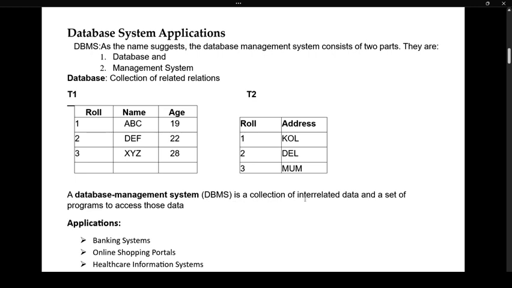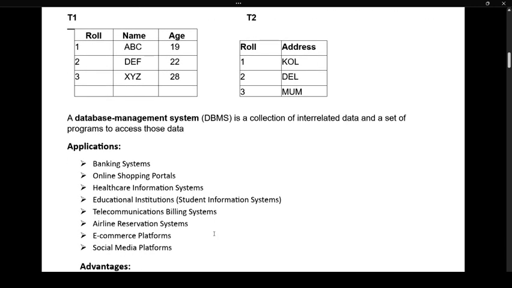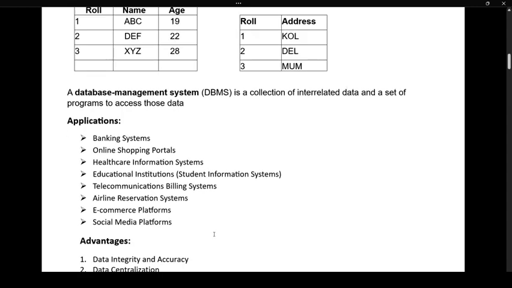Database management system is a collection of interrelated data, which is nothing but the database, and a set of programs to access those data. Not only access, but modify, delete or update, whatever it may be. A set of programs to access those data is known as database management system.